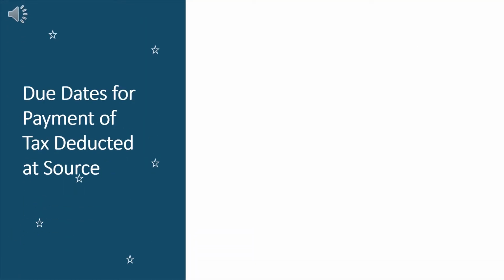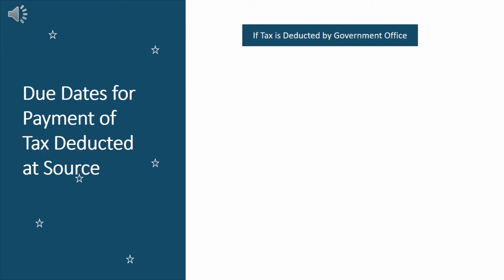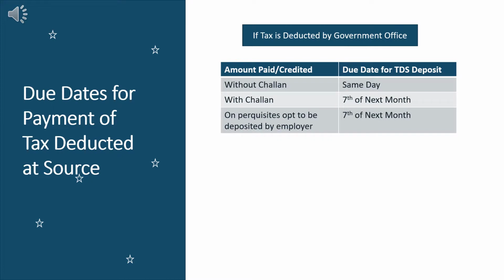Due dates for payment of tax deducted at source to government. If tax is deducted by government office, amount paid or credited without challan, the due date to deposit tax is on the same day. Amount paid or credited with challan, the due date to deposit tax is on or before 7th of next month. Amount paid or credited on perquisites, benefits, opted to be deposited by employer, the due date to deposit tax is on or before 7th of next month.